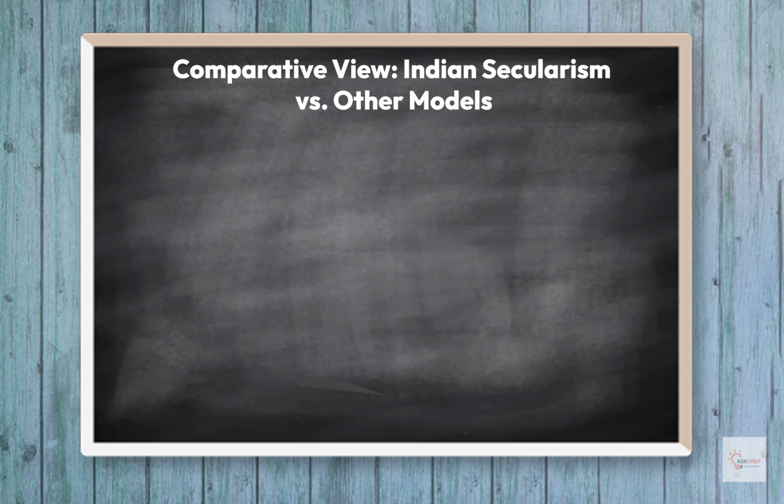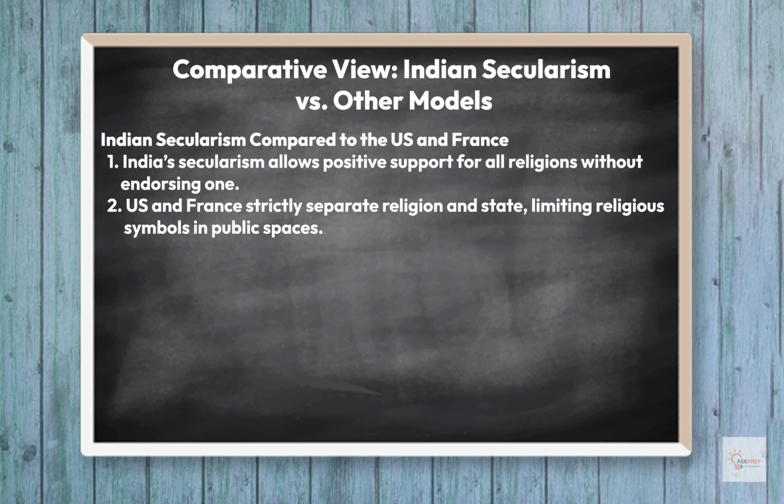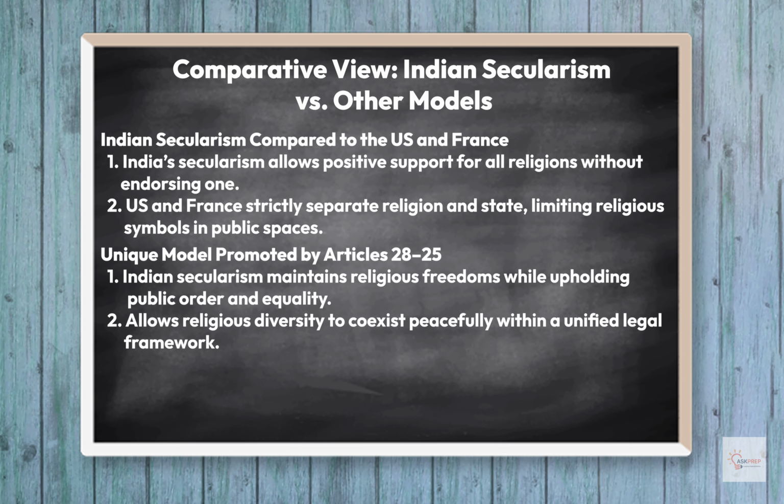Now let's talk about the sixth point, comparative view, Indian secularism compared to the US and France. India's secularism allows positive support for all religions without endorsing one. US and France strictly separate religion and state, limiting religious symbols in public spaces. Unique model promoted by Articles 25-28. Indian secularism maintains religious freedoms while upholding public order and equality. Allows religious diversity to coexist peacefully within a unified legal framework.